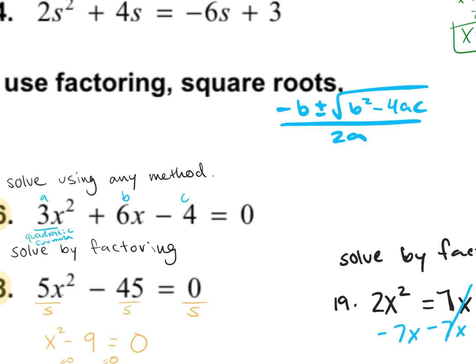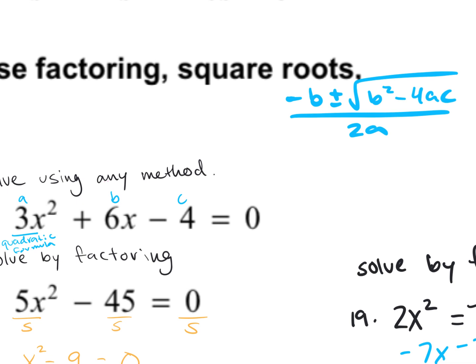Make sure you know your quadratic formula for tomorrow. If you need to YouTube quadratic formula songs to make it stuck in your head, do that. But that would be the first thing I write down when I get the test, is the quadratic formula. Let's plug in. So negative 6 plus or minus the square root of 6 squared minus 4 times 3 times negative 4 over 2 times 3.